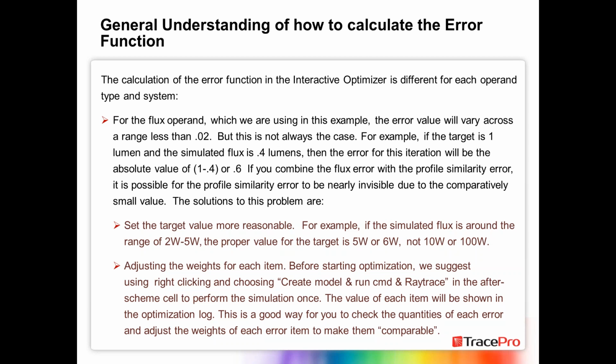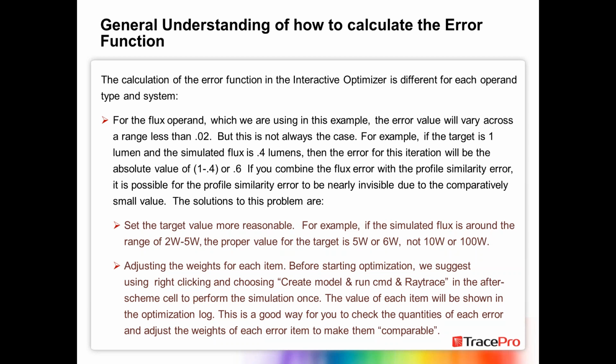But for this example, if the LED emits 1 lumen and 0.4 lumens reaches our target, then the error for this iteration will be the absolute value of the amount of power emitted minus the simulated flux on the target, or 0.6. So this is very simple. That error function is just 1 minus the power on every single one of these iterations. So your largest error function will be the least amount of flux, which is just the opposite of what you would think because it's 1 minus, and vice versa, your smallest error function will be the most power that you will get on your target surface.